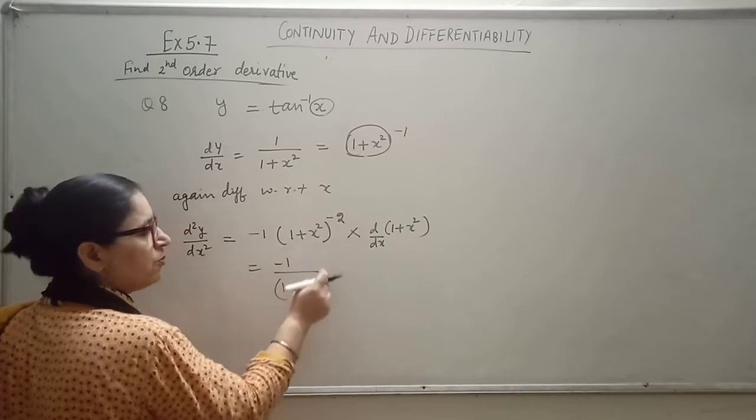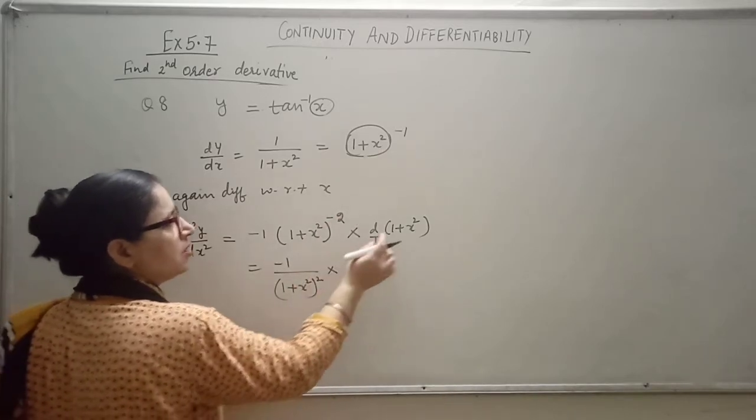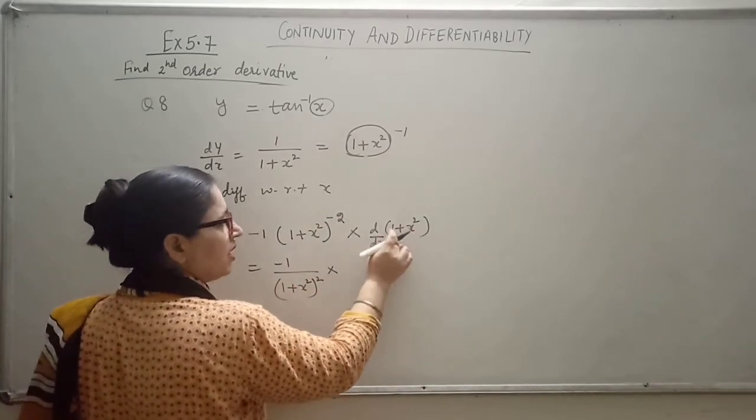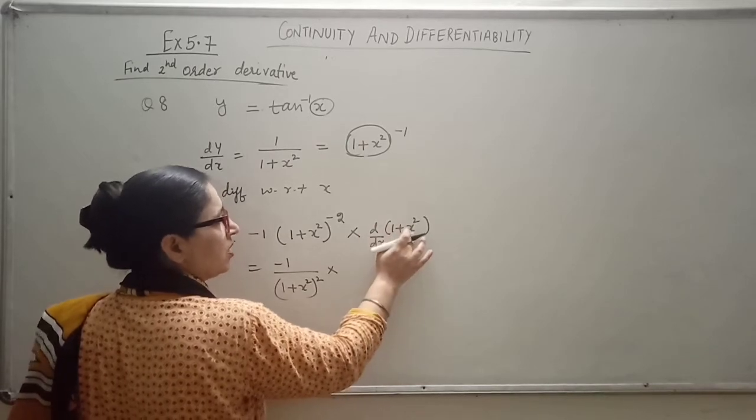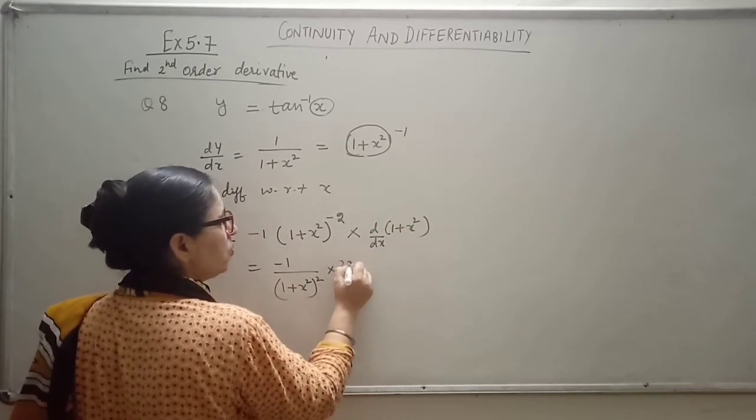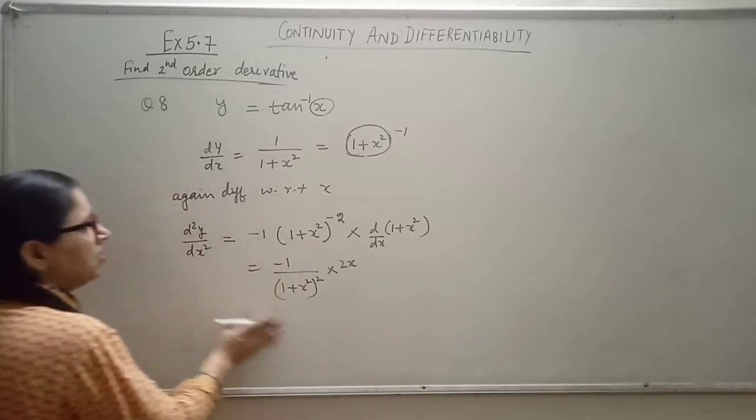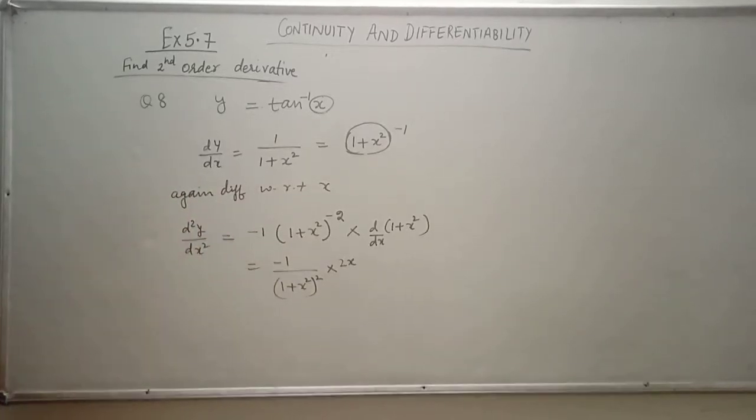To make this power positive, I have taken it to the denominator, and the derivative of this 1 is 0. No need to write what is the derivative of x square, that is 2x. So this is your final answer, second order derivative.